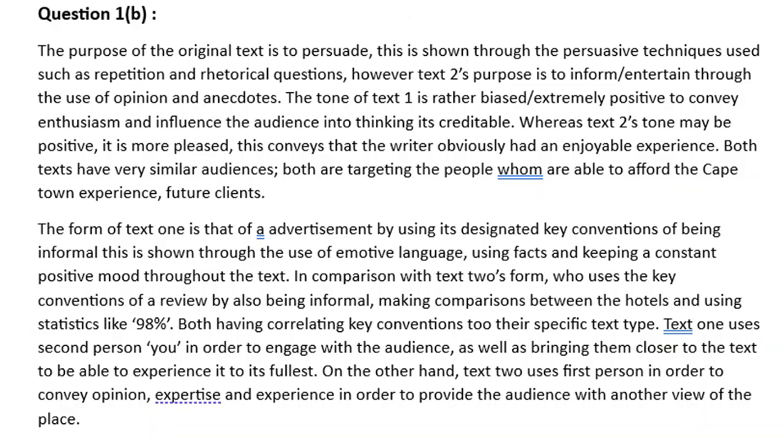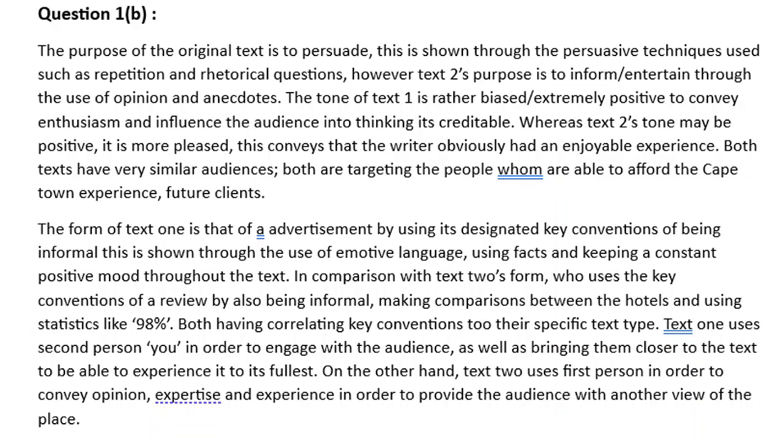I agree. They are both possibly people that can afford this experience, but try and dig down into that audience. Be a little bit more specific. Don't be afraid to say that the audience are people that are looking for affordable accommodation in Cape Town, perhaps, focusing on the fact that they use the Real Deal text type.